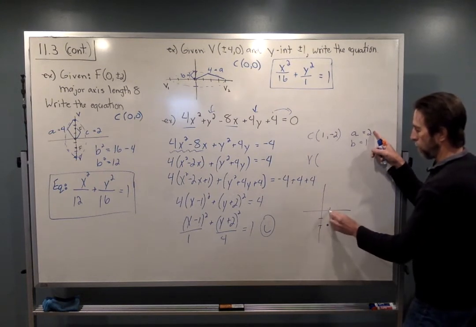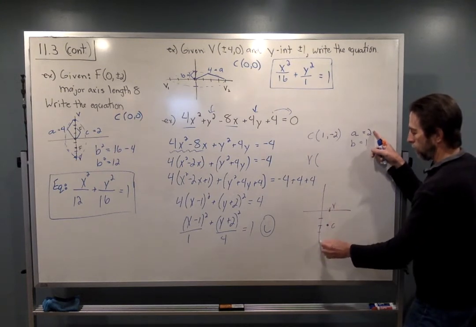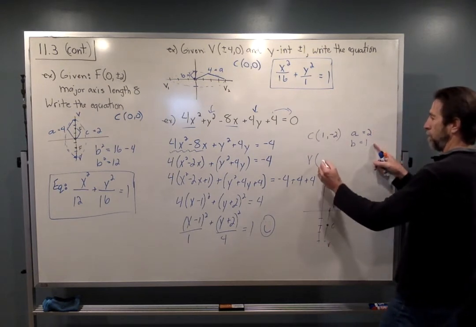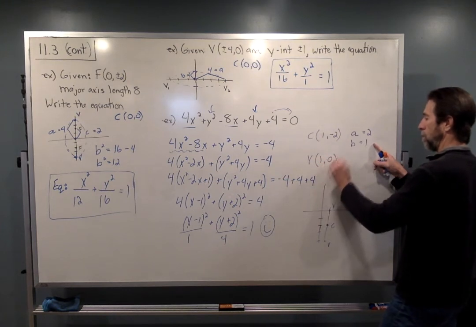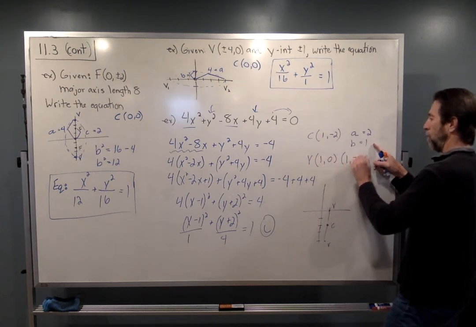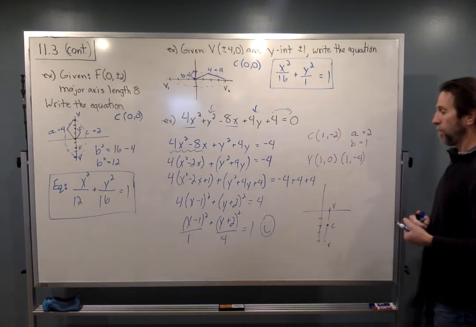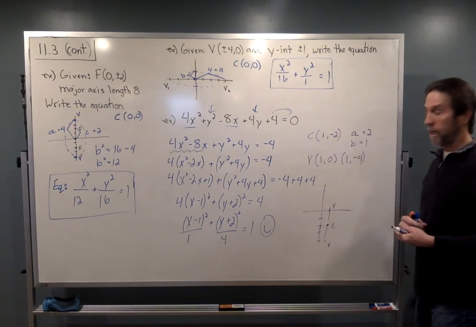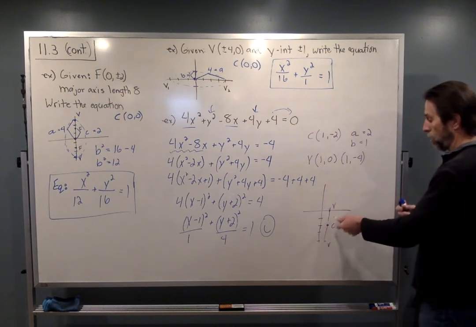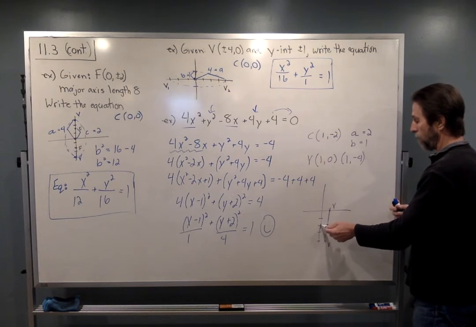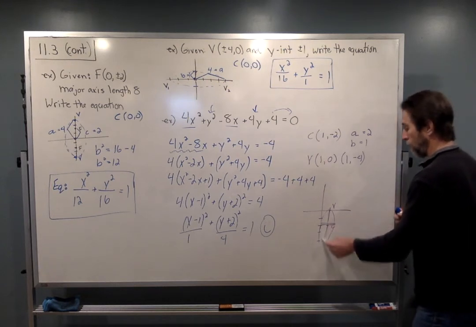So if I go up 2, I have one vertex here. I go down 2, I have the other vertex down here. Remember, that's always going to be A. So if I move up 2, that's going to be the point 1, 0. The other would be 1, -4. So I have the vertices, I have the center. If I did want to find the foci, I would have to go back and find C. I know the endpoints of the major axis. I could find the endpoints of the minor axis. It's only 1 across. And I could get a nice picture of my ellipse.